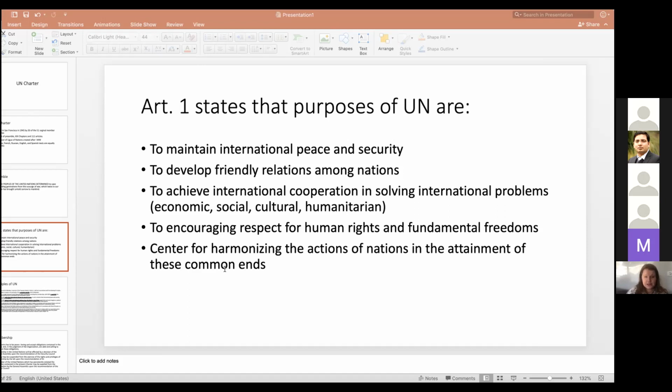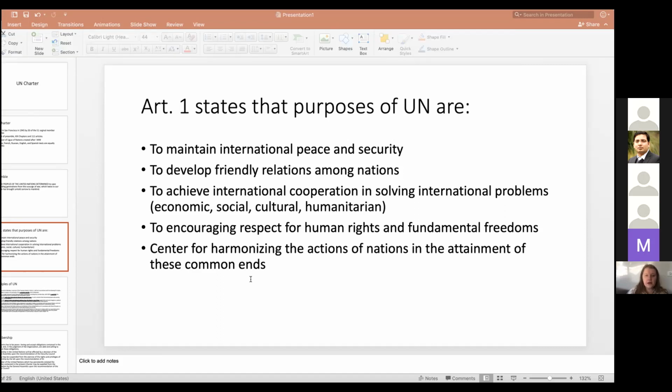Article 2 establishes the principles of the UN, which are, inter alia, sovereign equality of all its members, settling disputes by peaceful means, the principle of good faith, and prohibition of using force in international relations. Some of them are in accordance with principles of law recognized by civilized nations and customary law.